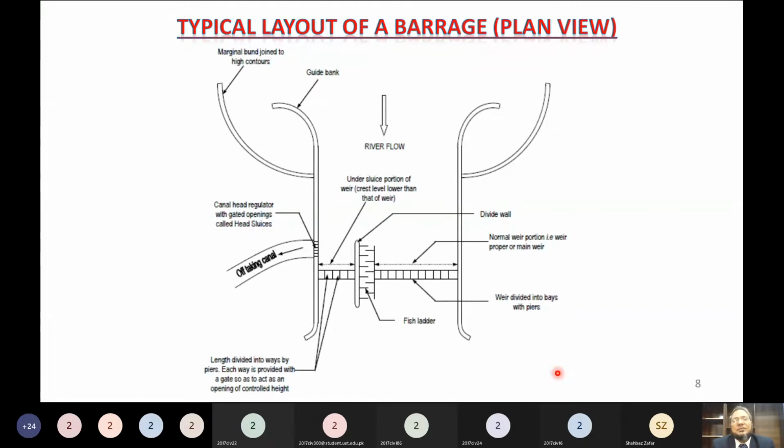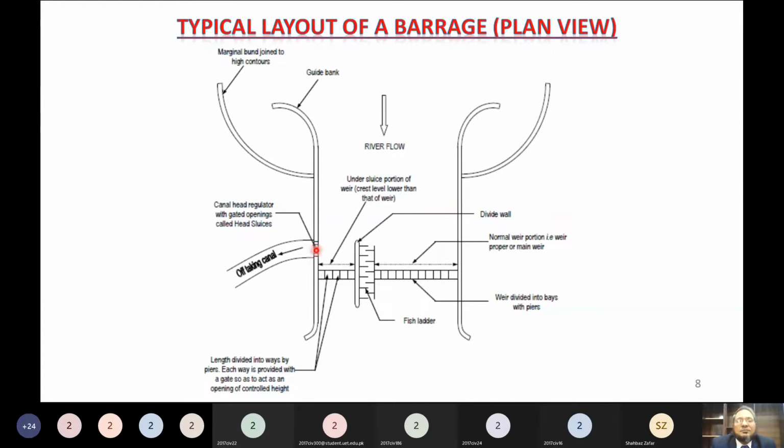Before that, we want to see this layout of a barrage. Layout of a barrage means the plan of a barrage structure. If you see, this one is the layout of a barrage, and these two are the guide banks. These are the main weirs, and these are the under sluice bays. These are called normal bays, and these are under sluice bays.